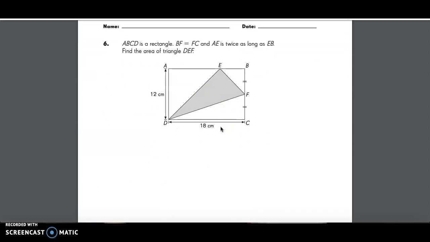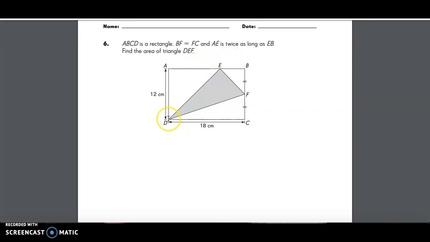Number 6, ABCD is a rectangle. BF is equal to FC. That's indicated by these 2 little hash marks here. That means those 2 sections are equal. AE is double EB. You know the whole length is 18, so you should be able to figure that out.